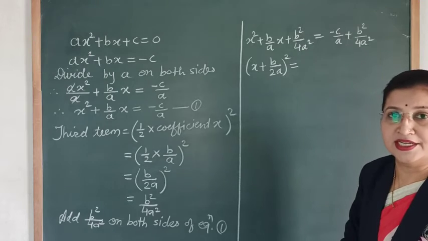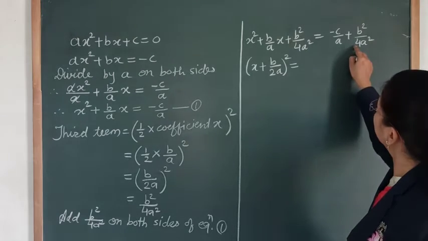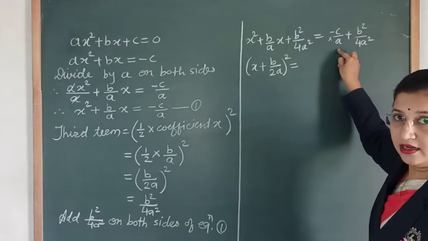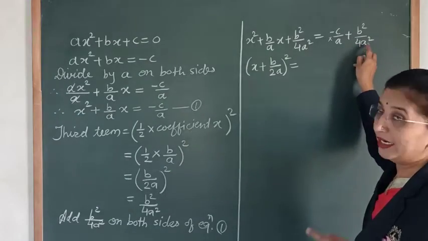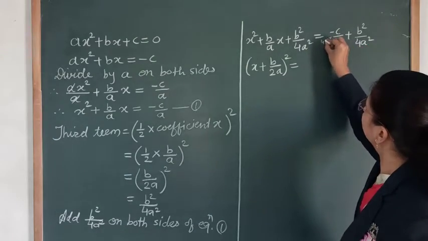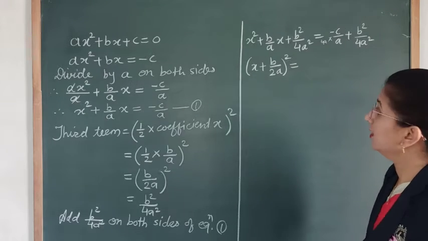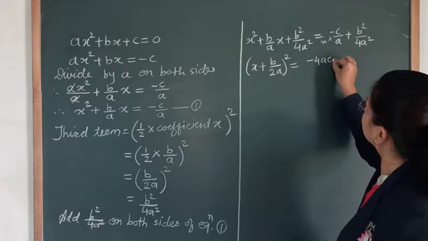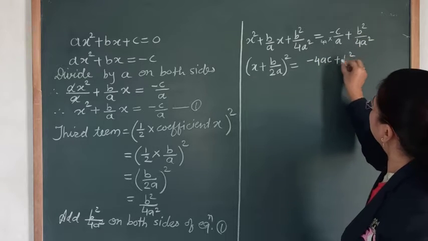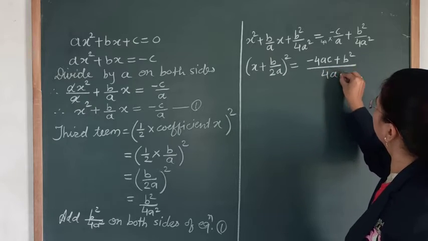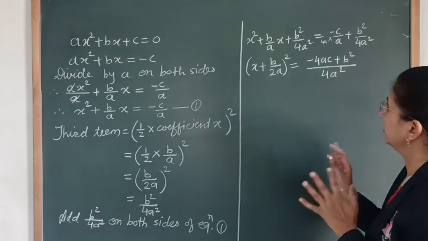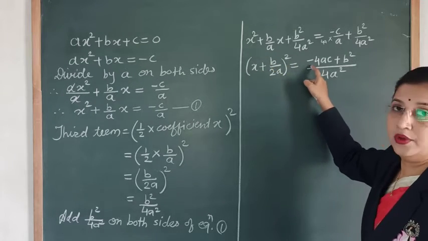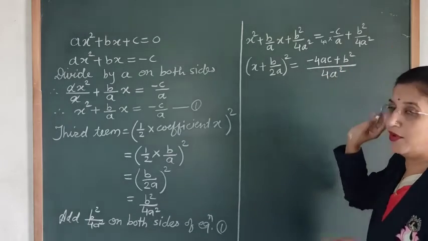But here the denominators are not the same, so we have to make the denominator the same. We will do that by multiplying this first term by 4a, because a is here, so we need 1a and this 4. So this first term will be multiplied by 4a. So let's multiply: 4a into c, that is negative 4ac, plus b square upon 4a square. So in this way we got x plus b upon 2a bracket square is equal to negative 4ac plus b square upon 4a square.